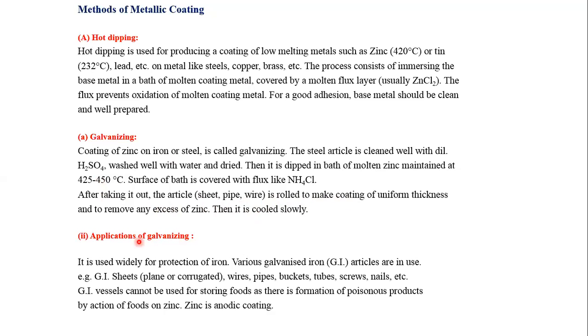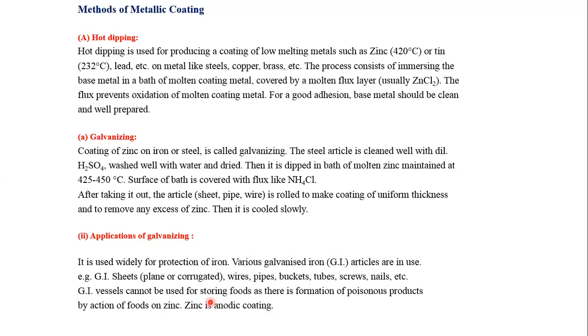Now what are the applications of this galvanization? Basically, it is widely used for protection of the iron. So various galvanized iron sheets and articles are in use. It is used for wires, pipes, buckets, tubes, screws, and nails.